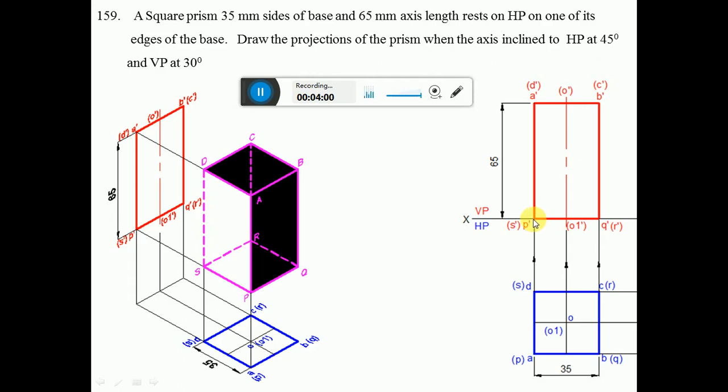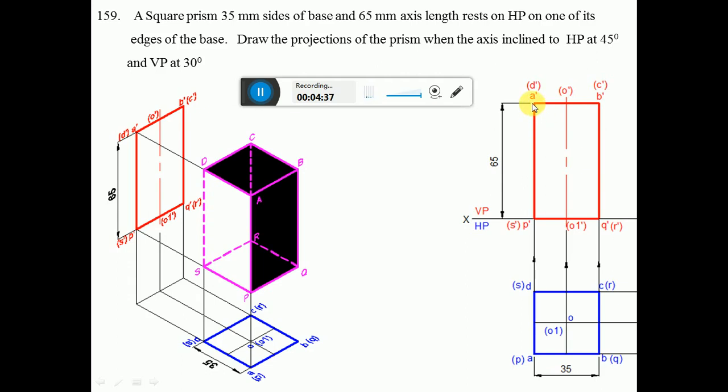From P dash you draw a vertical line and measure a distance of 65 mm, because when you look from the front view we can see the axis length, so you mark that point. Similarly, from Q dash also draw a vertical line for a distance of 65 and mark that point. Then join these two. AB is near to the observer, so A dash B dash is visible, and CD is away from the observer, so C dash D dash becomes invisible. O dash is hiding the edge AB, so naturally that becomes invisible.